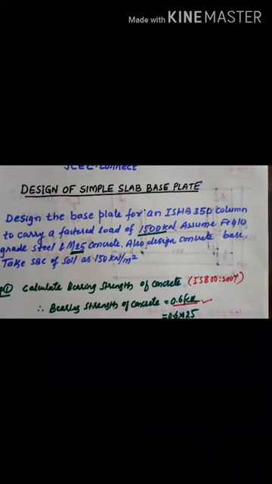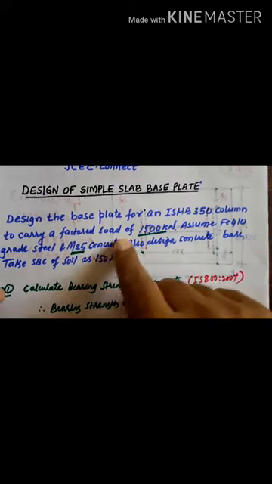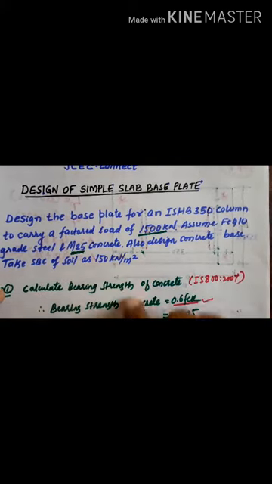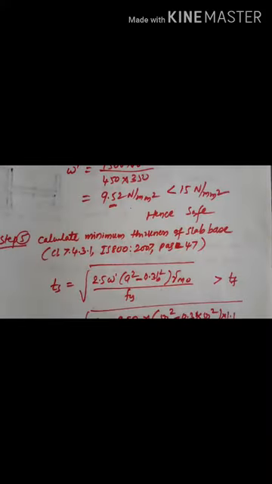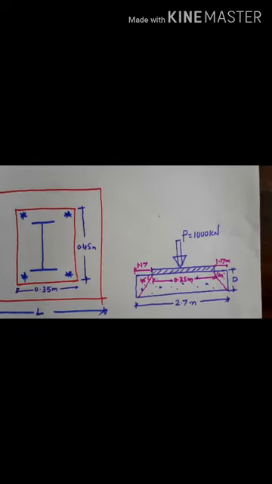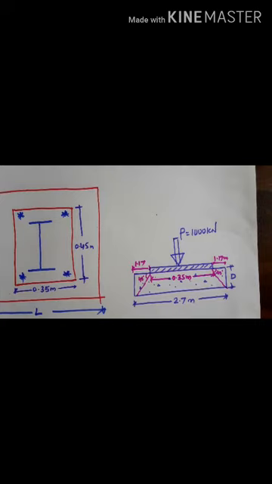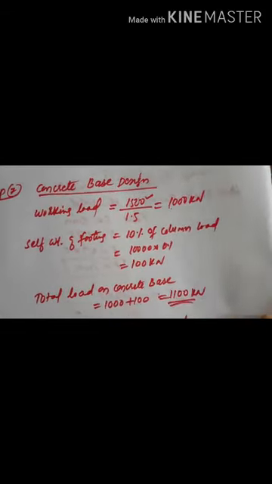In the previous lecture we had the design of a simple slab base plate for the column. For the given design problem you have seen the various steps, and we were designing the depth of the pedestal required, and also we have provided the size of the pedestal required, that is the concrete base design.